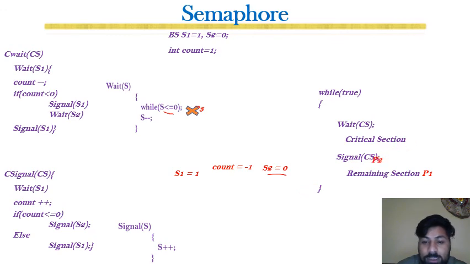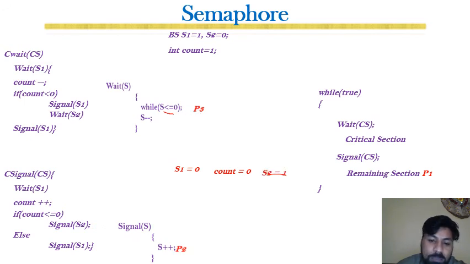At this moment, once P2 leaves the critical section, it has to execute signal on CS, and signal processes wait on S1. So at first it executes wait on S1, which means the value of S1 is decremented, and then it proceeds to count plus plus. The count value will become 0 because it is incremented, and now it will evaluate the condition if count is less than or equal to 0. Yes, count is equal to 0, then it will issue signal on S2. When signal executes for S2, S2's value will increment and it will become 1.